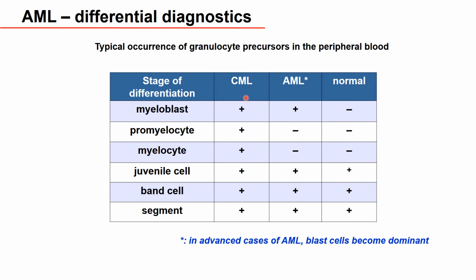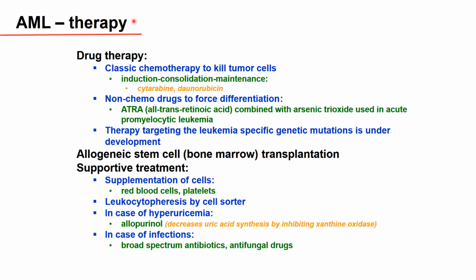In chronic situation, we do see all of that. Mostly we do see the promyelocytes, myelocytes, and metamyelocyte stages in the periphery. So these can be used to differentiate the acute myeloid or chronic myeloid leukemias easily. Now, therapy. What kind of therapy can be used?